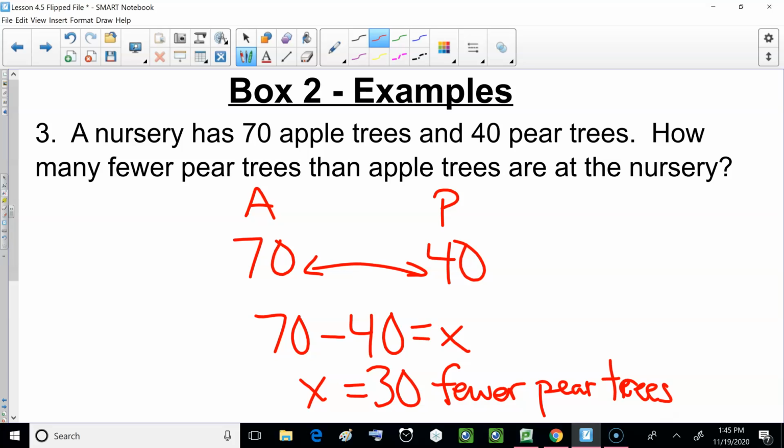Just double checking my question to make sure that I had the right label. And you can pause it like that, or you can roll here. We have 40 plus so many equals 70. So there's our addition equation, there's a subtraction equation, but they both get us to that same answer of 30 fewer pear trees. So you can pause that right now and write down this example to help you out.